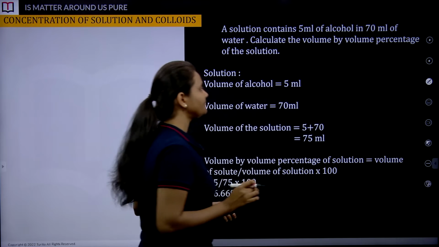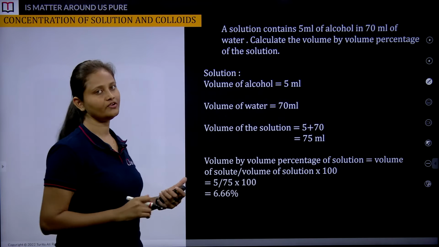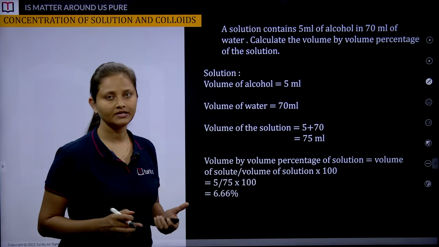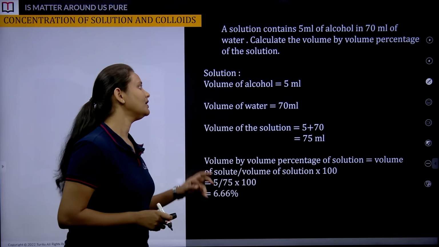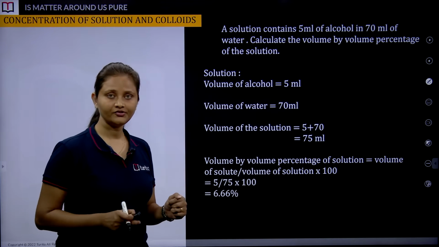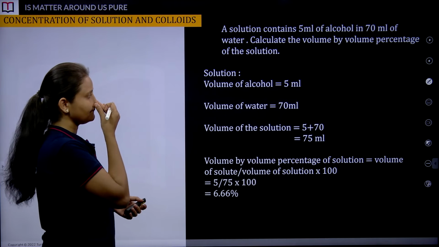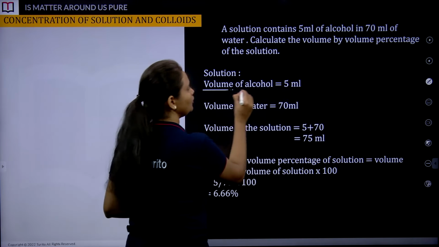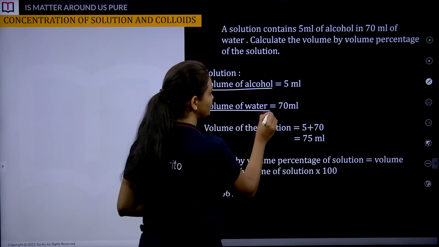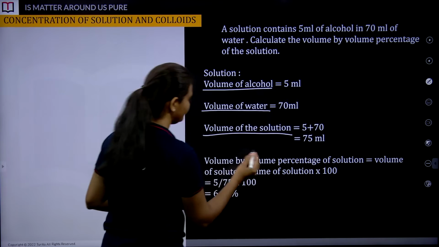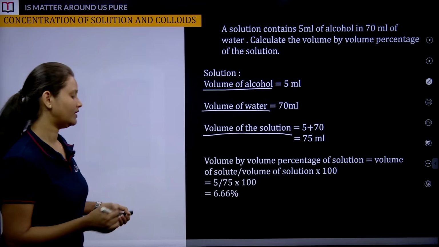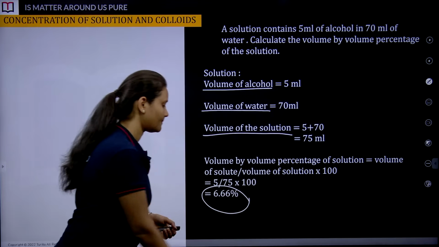It's very simple. Earlier we calculated concentration in terms of what? Mass by mass percentage. In this example we have just calculated concentration in volume by volume percentage. So they have given the volume of alcohol, volume of water, volume of solution, and you just do the simple calculation and you are done with your answers.